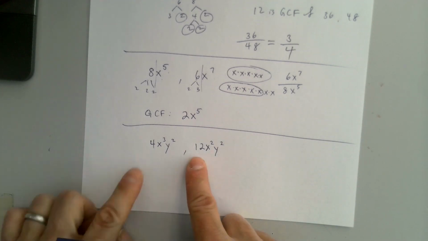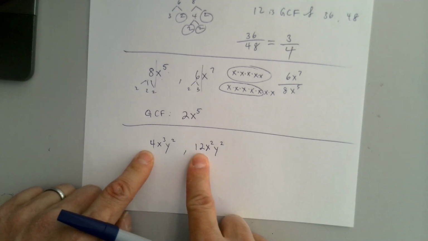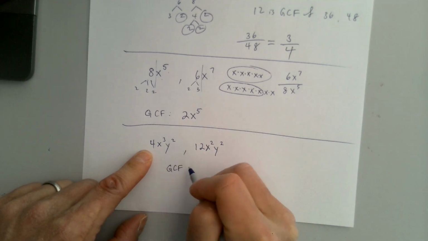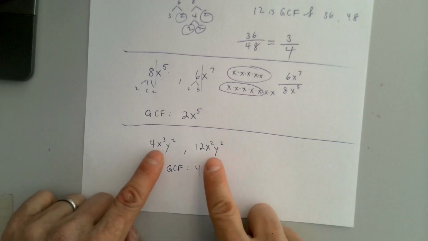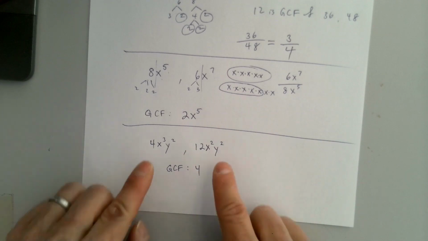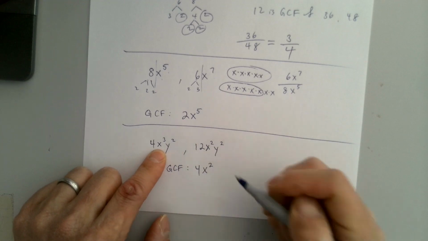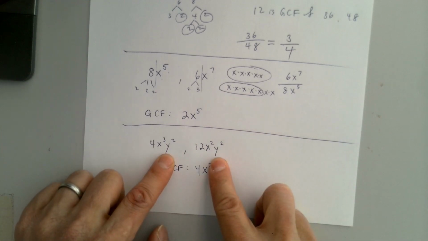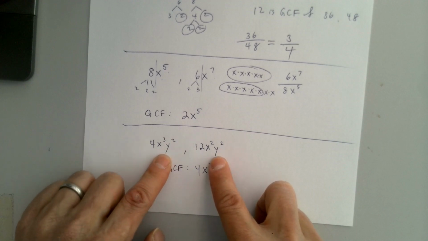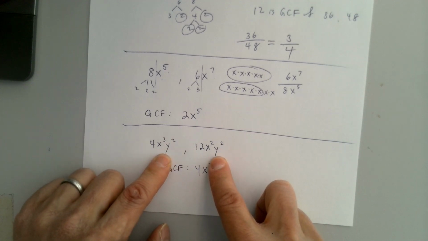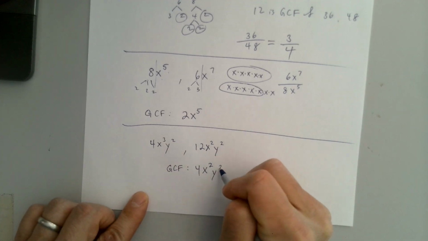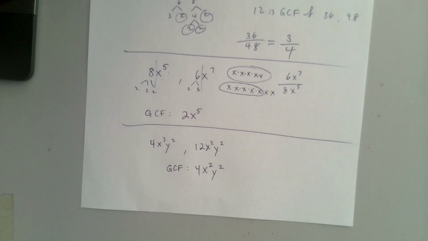Okay, the coefficient part, 4 and 12, the GCF is 4. Now I go through each variable one at a time. The x's, GCF is x squared, and the y's, the exponent of the y's is exactly the same, so that is the GCF. 4x squared y squared is the GCF in this case.